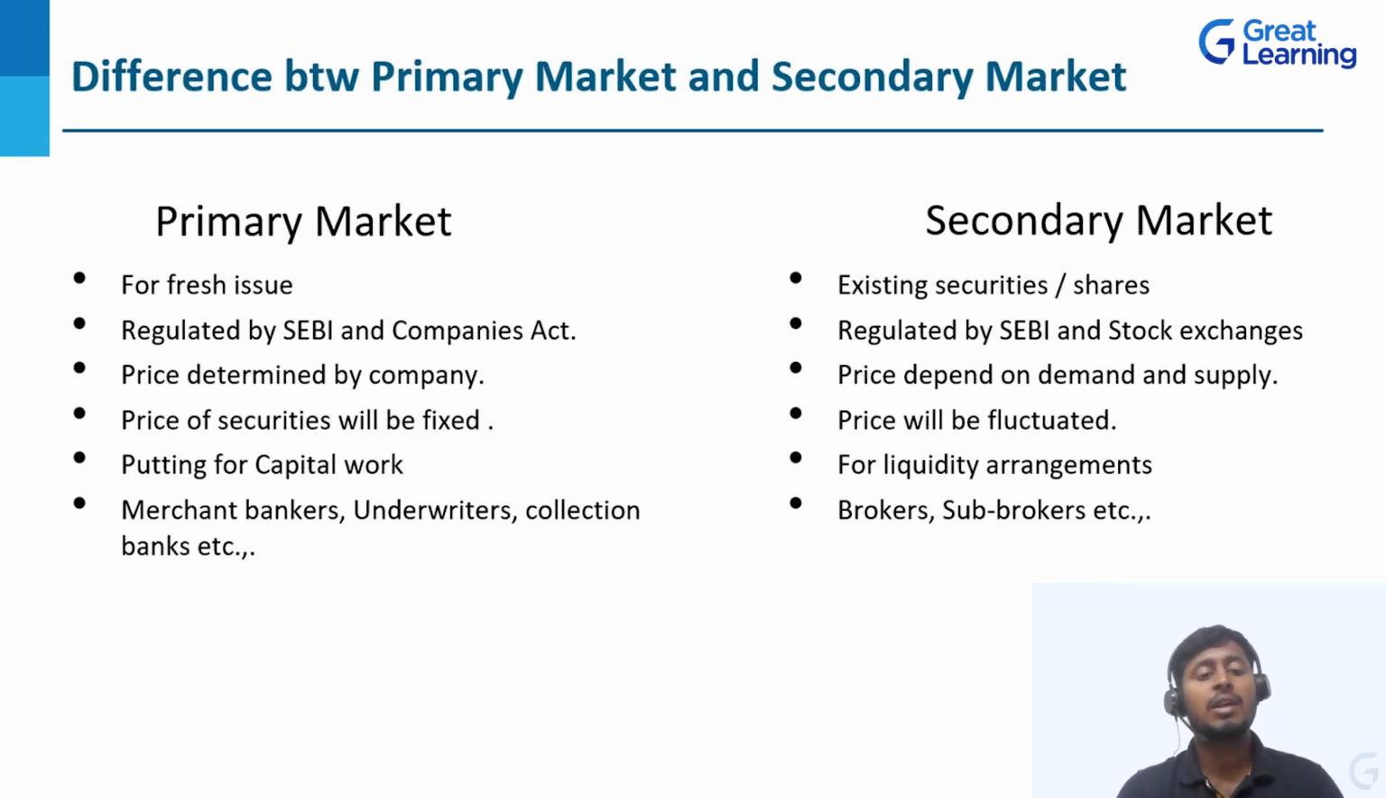And under the primary market, the last point: merchant bankers, underwriters, collection banks, etc. These are the persons who will be there in the primary market. The merchant banker takes care of all the issue management functions. Underwriters are there for the purpose of 100% subscription. And collection banks act on the company's side: whatever money the company needs to collect from investors, they collect all the money from the investors and send it to the company. While in the secondary market, there are only brokers, sub-brokers, etc. So these are a few differences between the primary and secondary market.